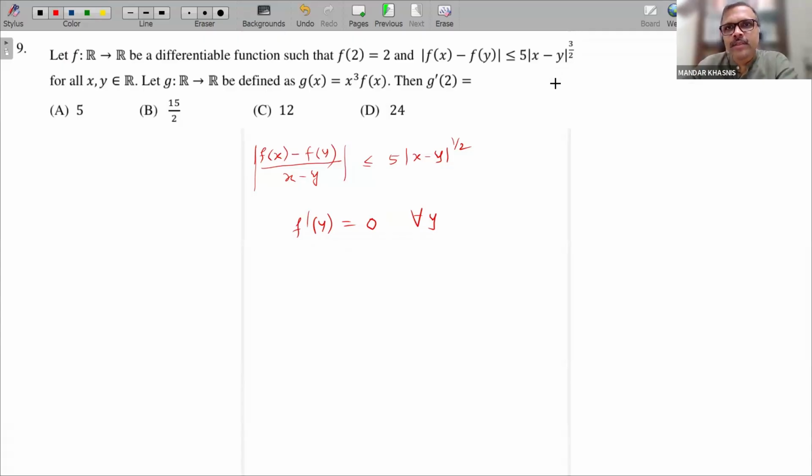Understand? In fact it's a general scenario that if you take mod x minus y raised to alpha for any alpha greater than 1, if the inequality is satisfied, then f becomes constant. So that's why when they are giving f of 2 equal to 2, in fact f of x is 2 for all x. The remaining can be easily handled. So the observation is, if you have a power greater than 1, then the function is constant.